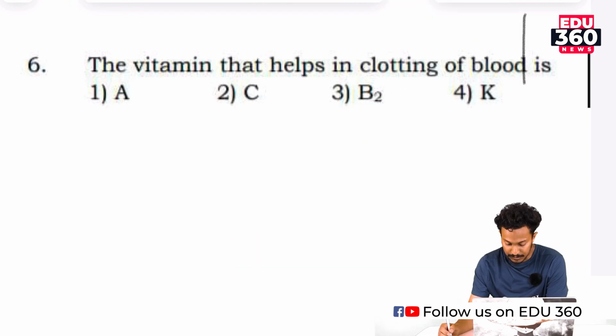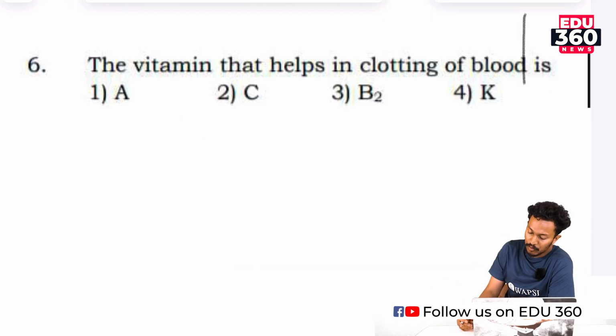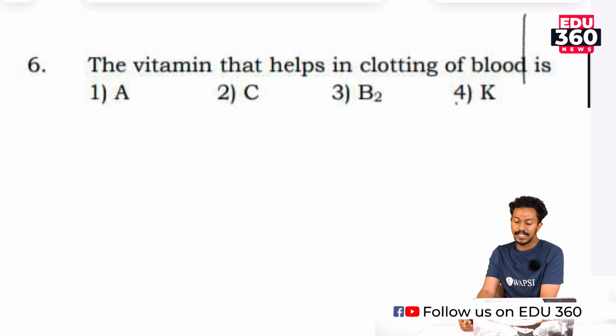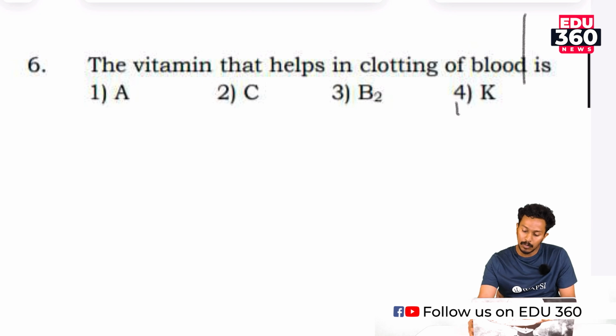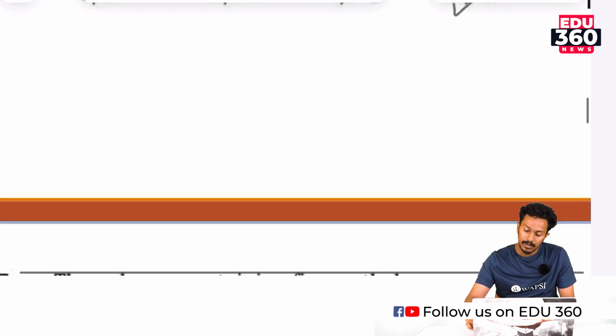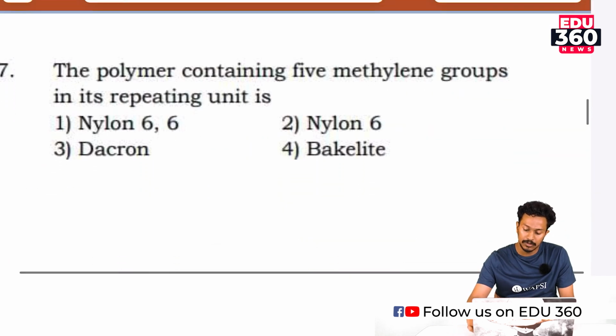Question number 6. The vitamin that helps in the clotting of blood is: the options are vitamin A, C, B2 and K. We have studied in the biomolecules chapter that the vitamin that helps in the clotting of blood is vitamin K. Vitamin A helps in night blindness, C cures scurvy and B2 helps in bone strengthening. So the correct option would be option number 4. It's an easy question. Let's move on to the next question.